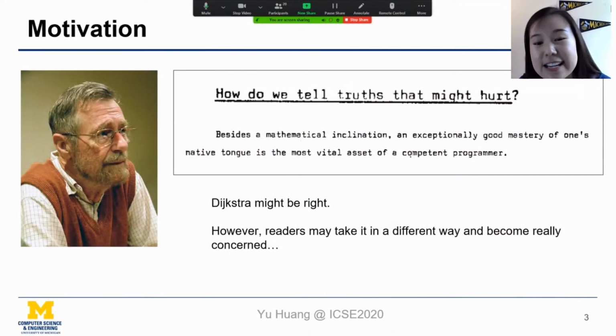In 1982, the very well-known computer scientist Dijkstra expressed his opinion on what makes a good programmer: a very good mastery of one's native tongue is the most vital asset of a competent programmer. Well, he was probably right, since software engineering involves a lot of communication. However, readers may take it in a different way and become really concerned.